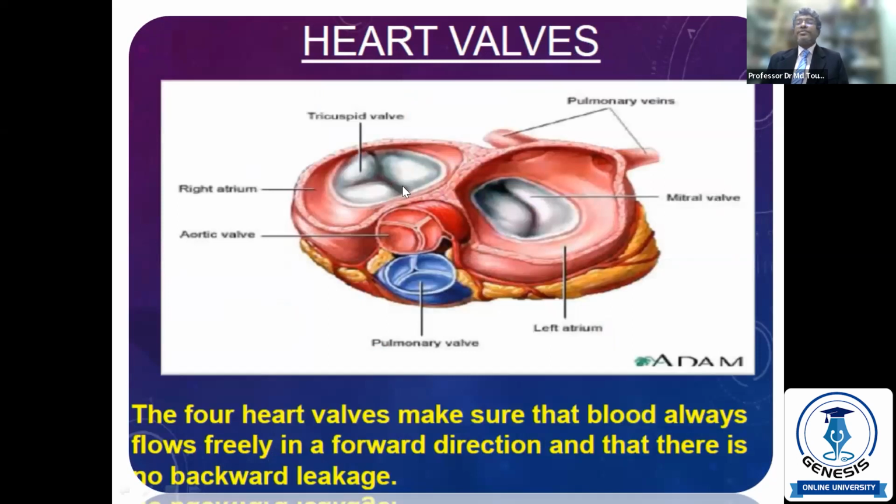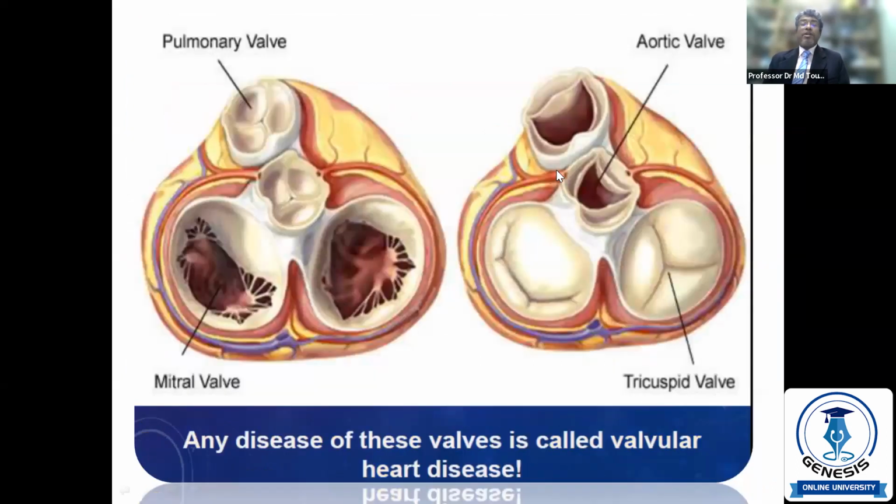These are the 4 valves in cross-sectional view. This is the mitral valve, a bicuspid valve with 2 cusps. The tricuspid valve has 3 cusps, and there is the aortic valve here, and the pulmonary valve. In front lies the pulmonary valve, then the aortic valve, and then posteriorly, behind, there are the tricuspid valve and the mitral valve.